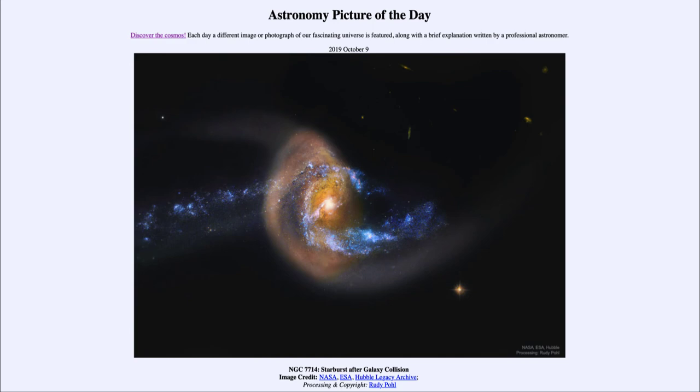So that was our picture of the day for October the 9th of 2019. It was titled NGC 7714, Starburst After Galaxy Collision.